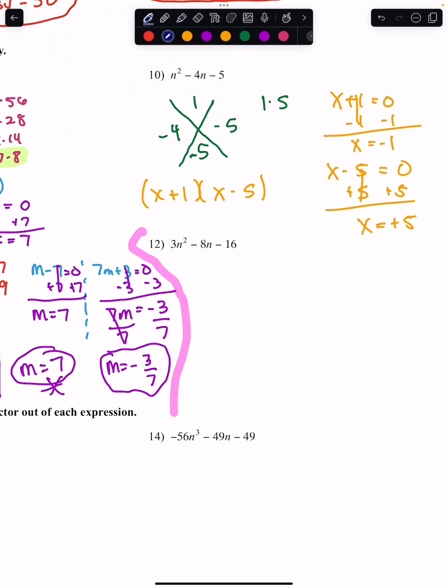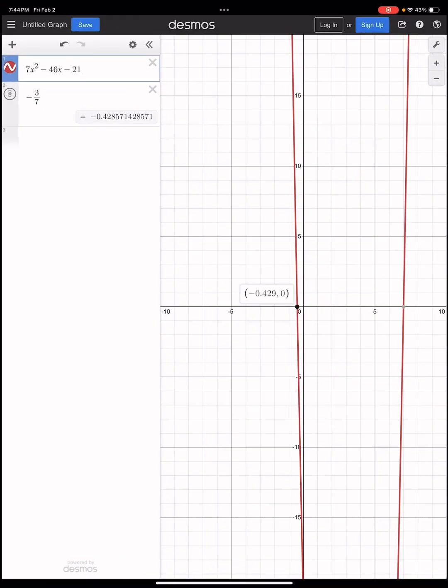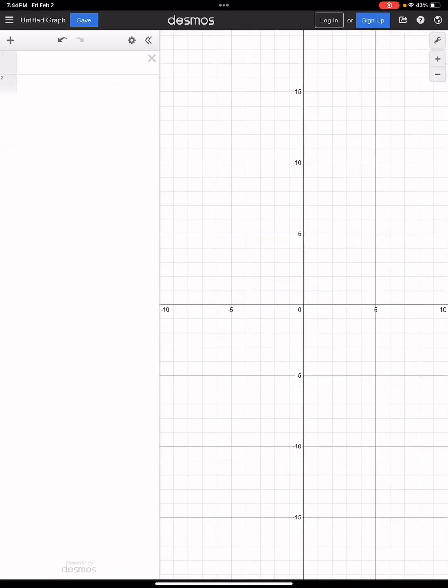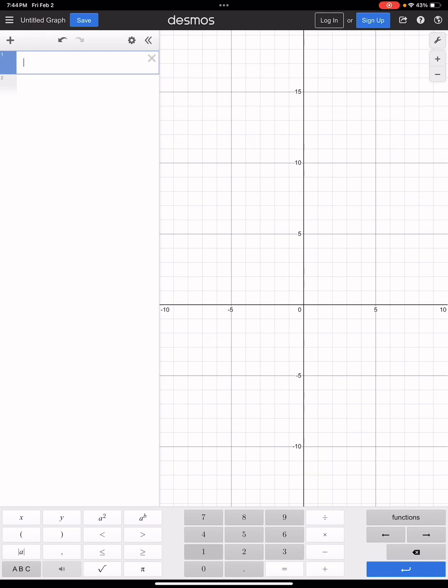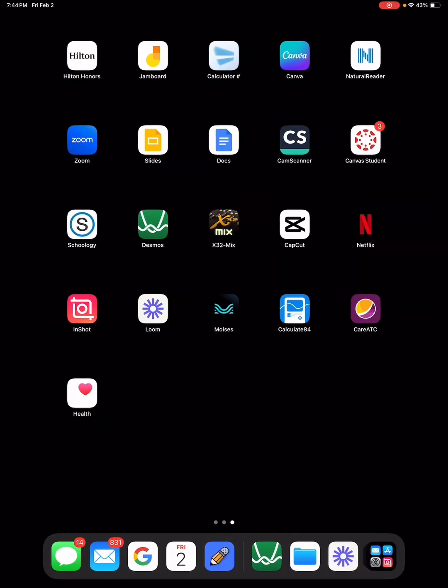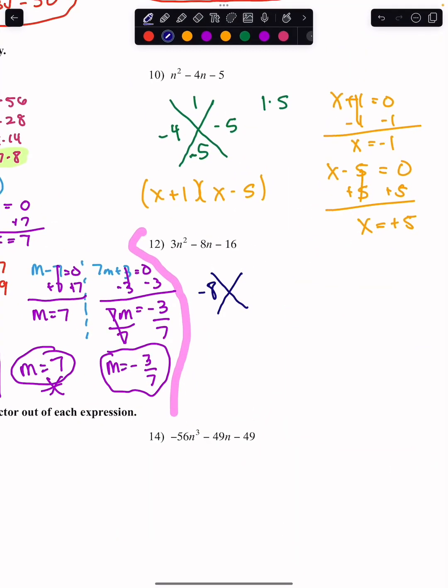Let's try this blue right here. So it's going to be negative 8 right here. And I got to figure out what 16 times 3 is. I'm pretty sure that's 48. But let's double check. Since I have Desmos, why not use it? Let's see what 16 times 3 is. It's 48. OMG. So negative 48.